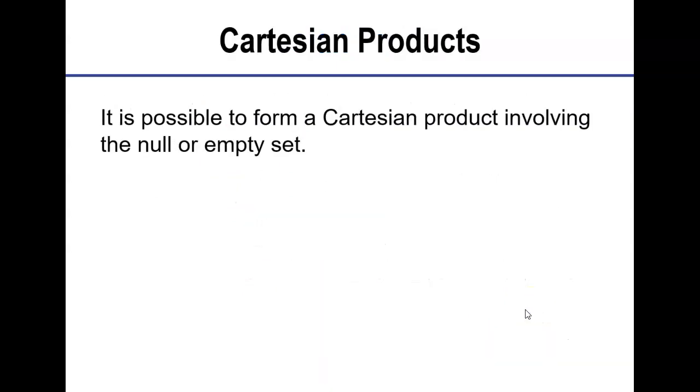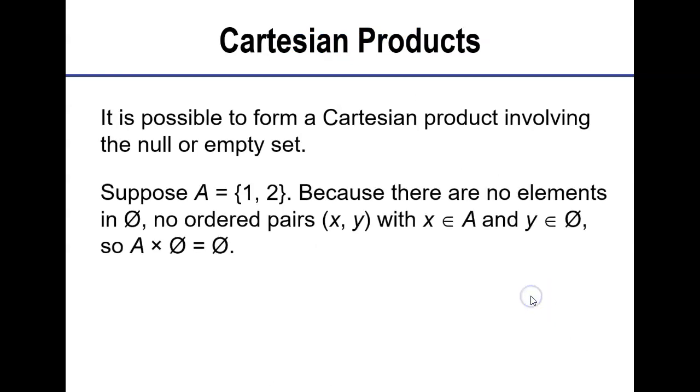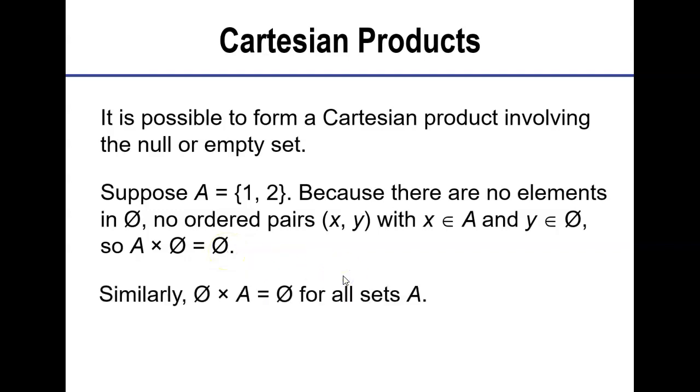Now, it is impossible to form a Cartesian product involving the null or empty set. Suppose set A is {1, 2}. Because there are no elements in the empty set, there are no ordered pairs (x, y) with x being an element of A and y being an element of the empty set. Therefore, the Cartesian product of A and the empty set is equal to the empty set. Similarly, the Cartesian product of the empty set and A is equal to the empty set, for all sets A.